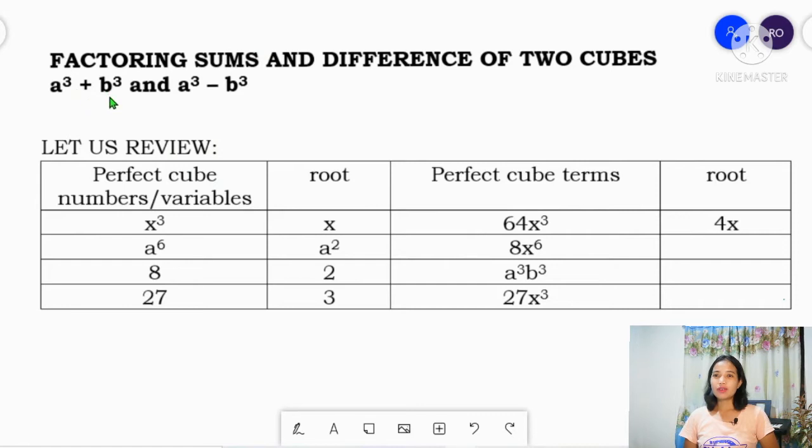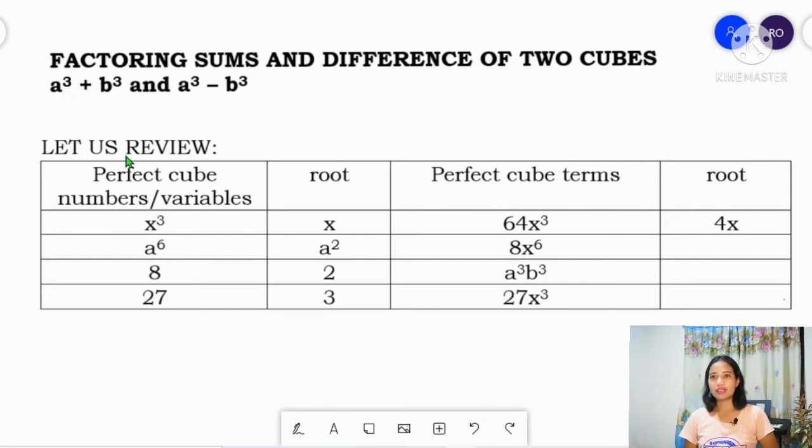Proceed na tayo sa factoring the sum and difference of two cubes. It has a general form of a cube plus b cube and a cube minus b cube. So kung mapapansin ninyo, ang general form na to ay halos parehas lang sa difference of two squares. So the only difference is their exponent.